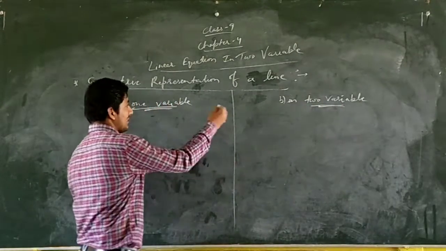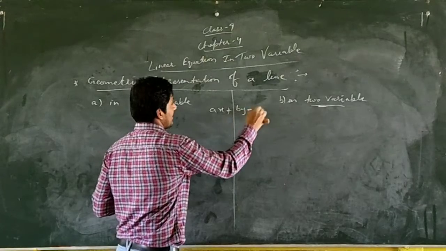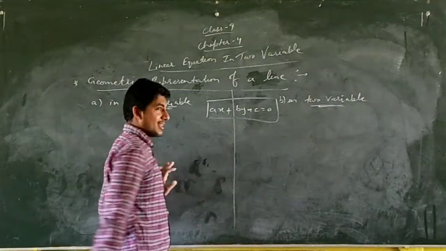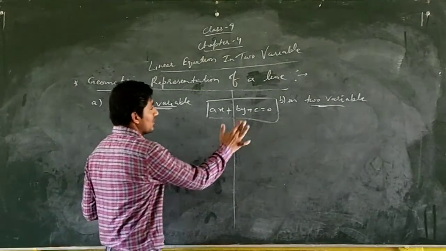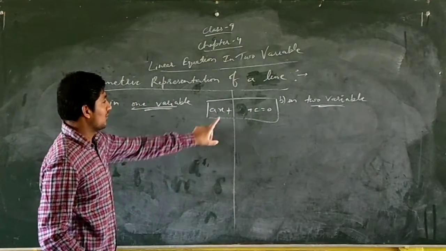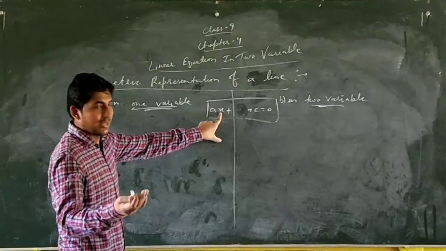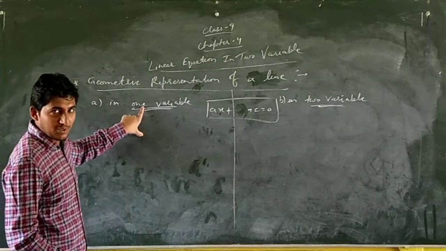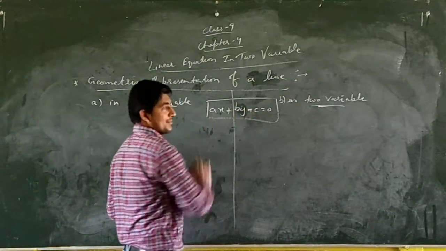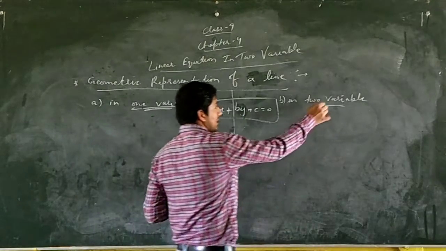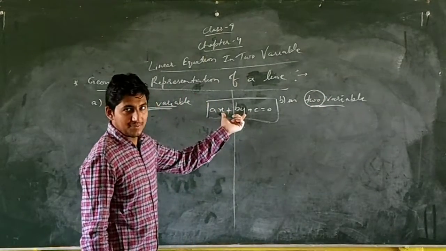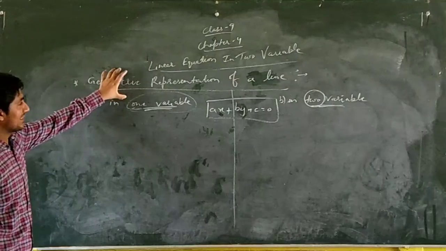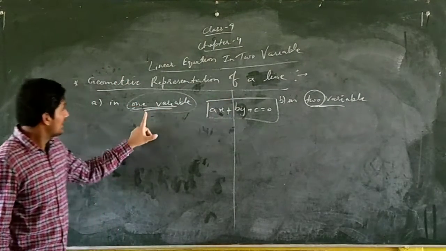We have the standard equation for a line, ax plus by plus c is equal to 0. Both concepts will be clear from this single equation. If there is no second variable, we have only a single variable, x or y, and we call it the geometric representation in one variable. If we have both variables x and y, we call it the two variable representation. So one by one we will study. First, the geometric representation of a line in only one variable.